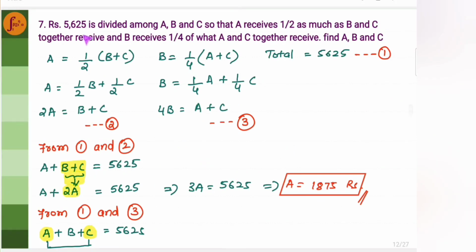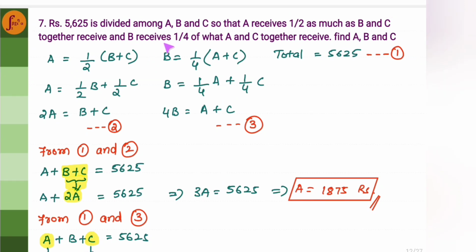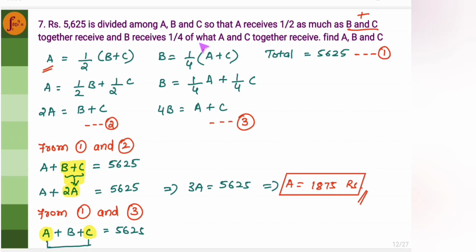Similar problem: rupees 5,625 is divided among A, B and C so that A receives half as much as B and C. That is, if you add B and C, half of it is what A receives. B will receive 1/4 of what A and C receive. That means you have to add up A and C, and 1/4 of that is what B is going to receive. So A is half of B plus C, and B receives 1/4 of A plus C.